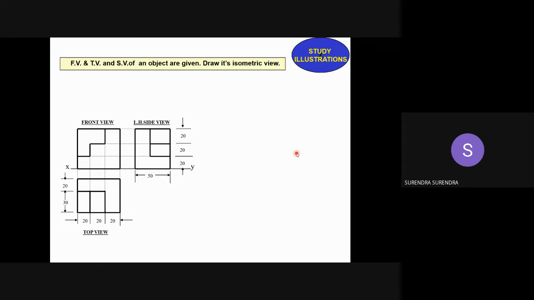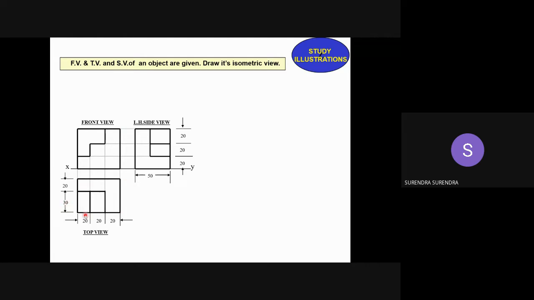So I have already been telling you since the previous class, in the front view, we can see the width of the component and the height of the component. Width and height. Width equal to 60 and height is also equal to 60.